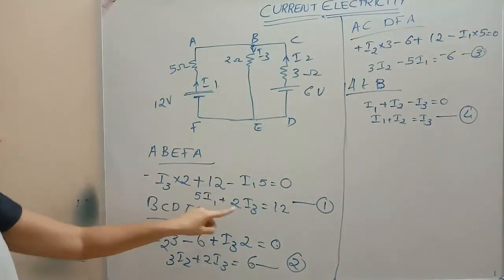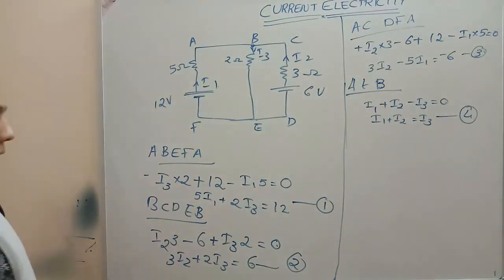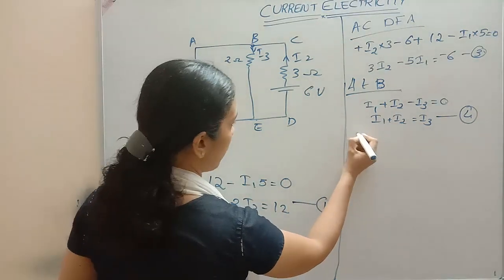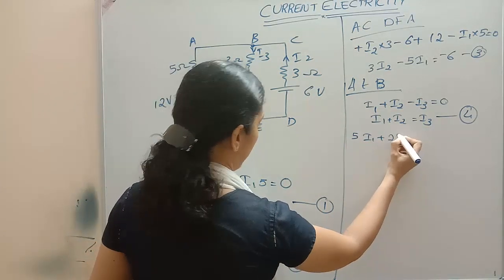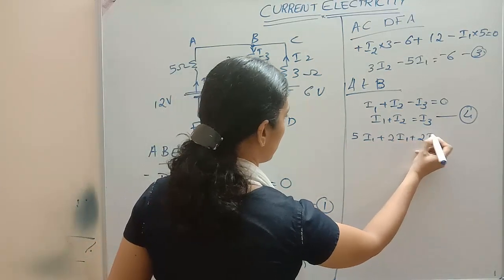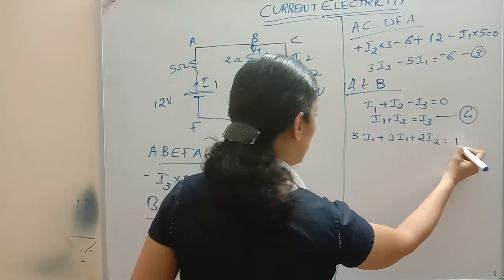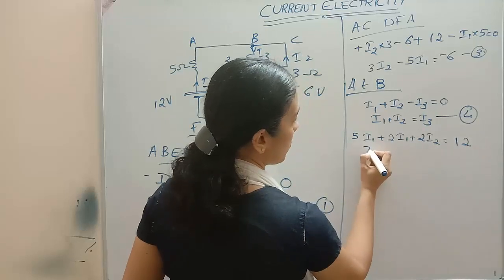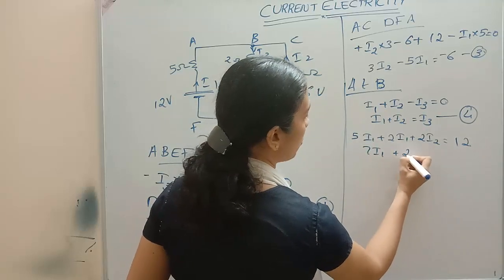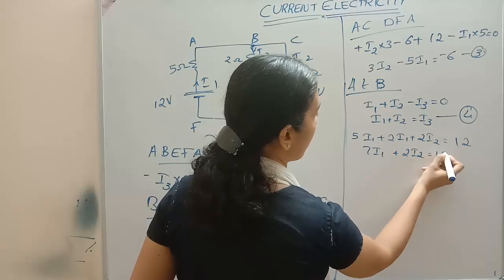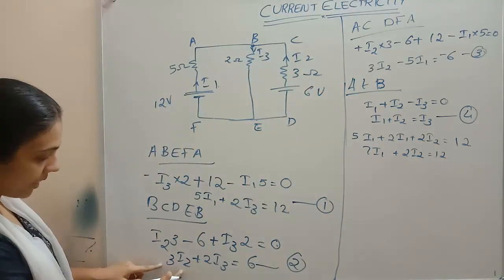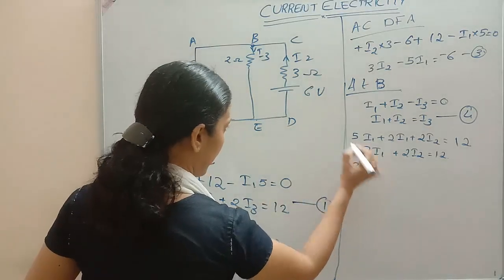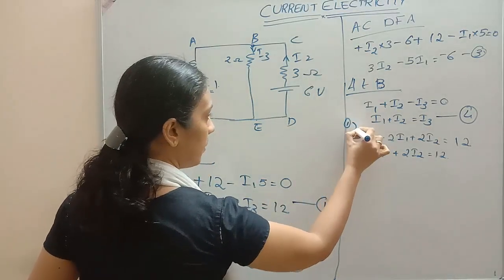Now I can substitute for I3 in these 2 equations. So 5i1 plus 2 into I1 plus 2i2 is equal to 12. Right, so 7i1 plus 2i2 equals 12. Clear? And then, while substituting for I3, I will get 3i2. This is how equation 1 became.